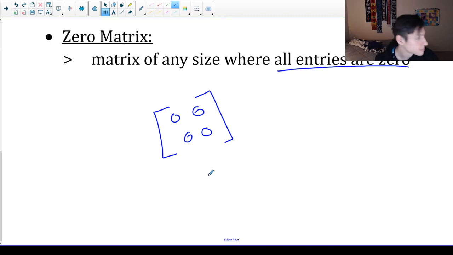And then I guess kind of crooked. Because why not?